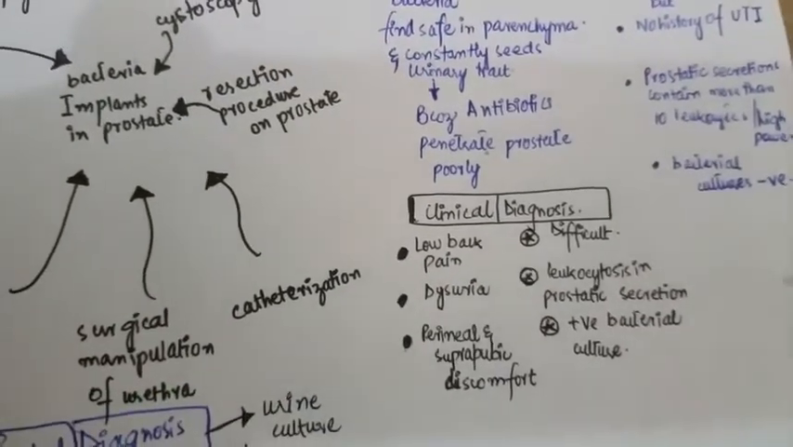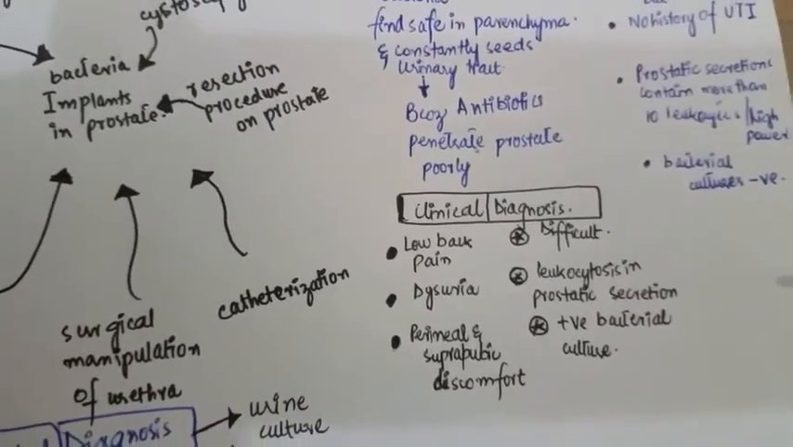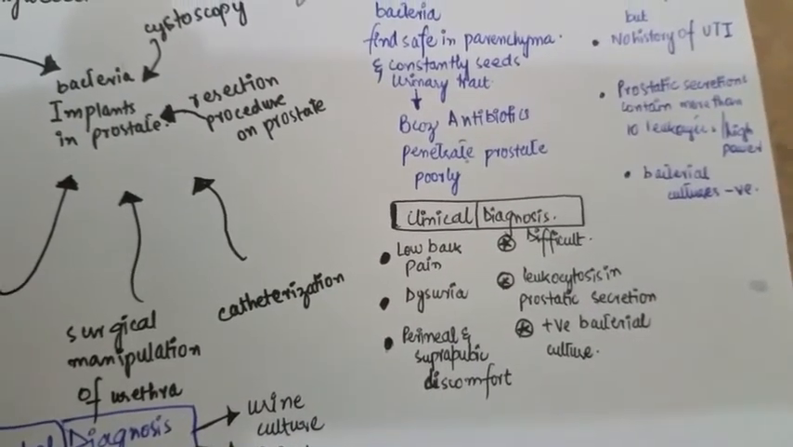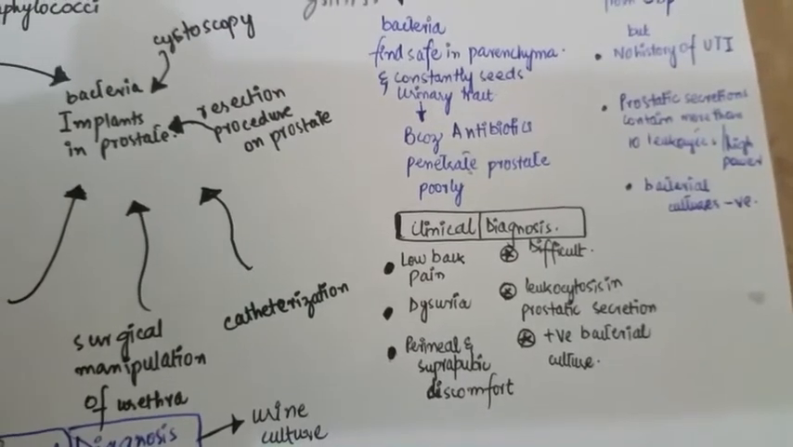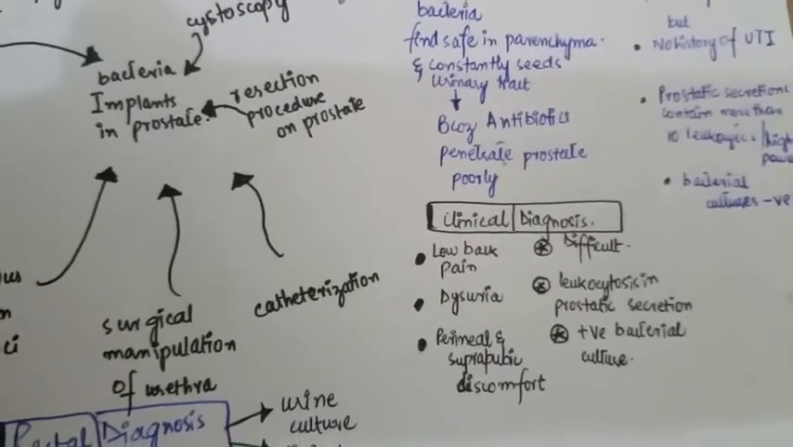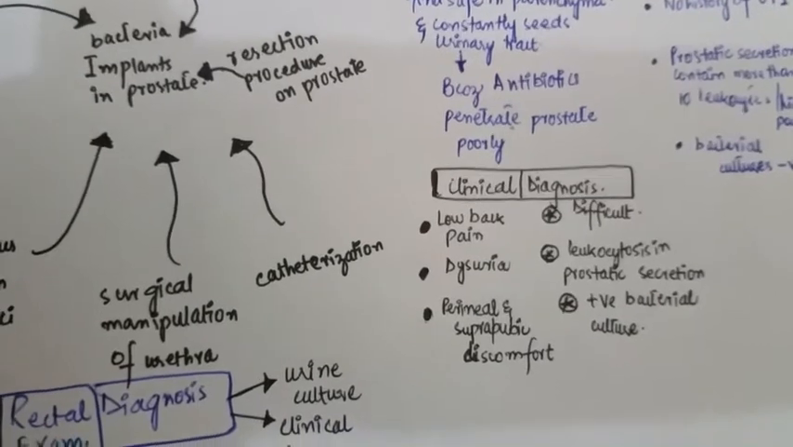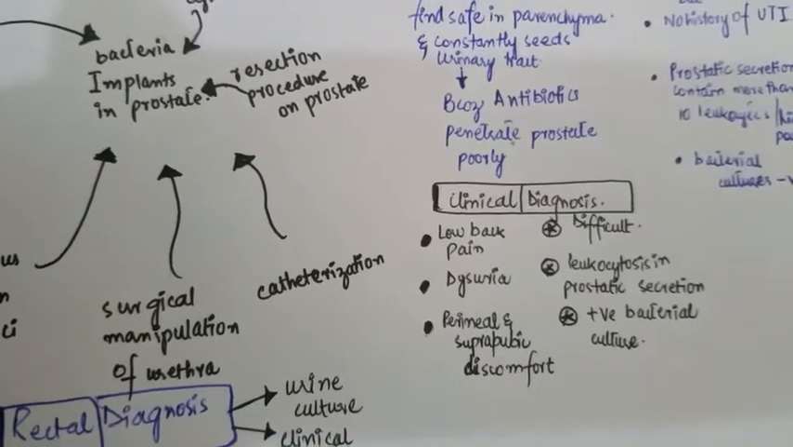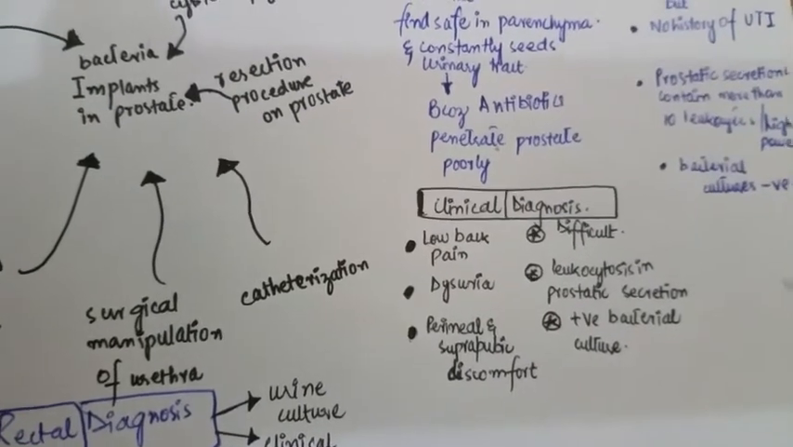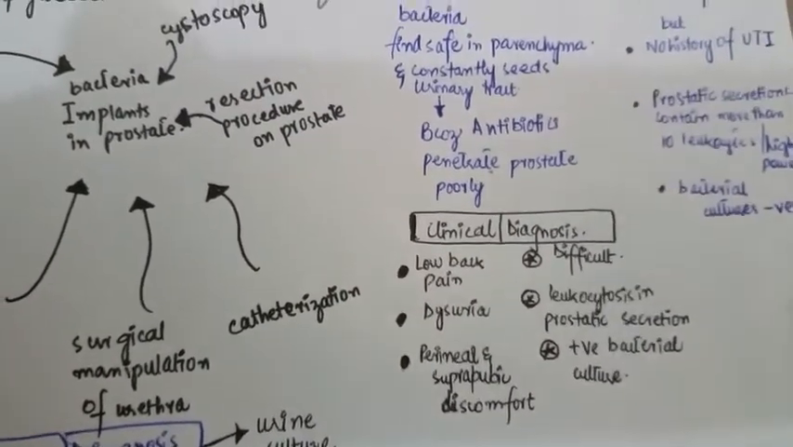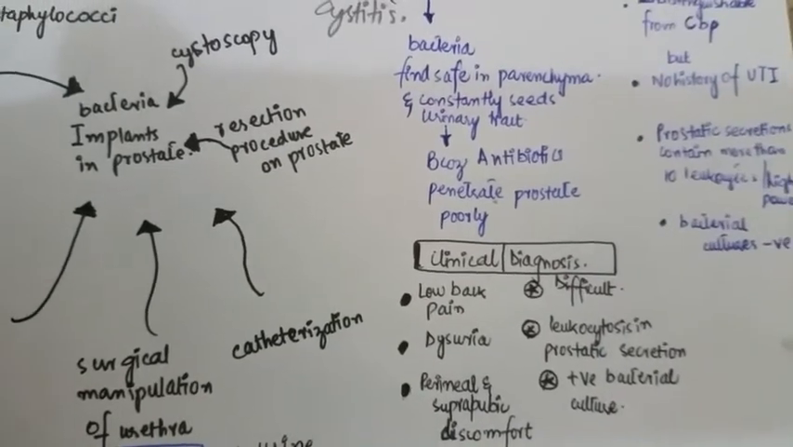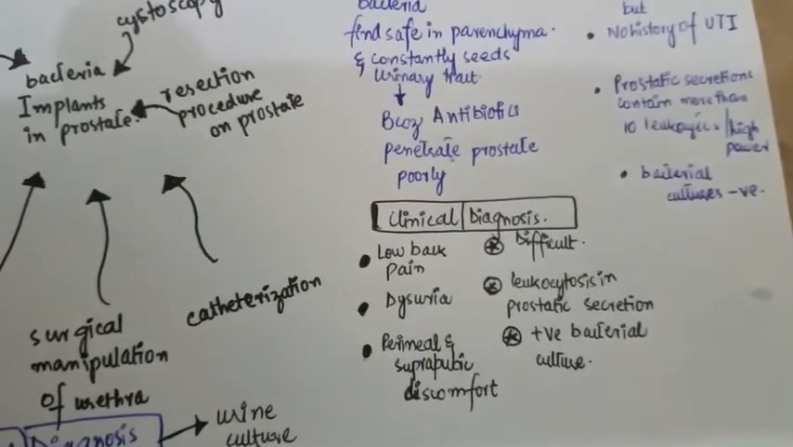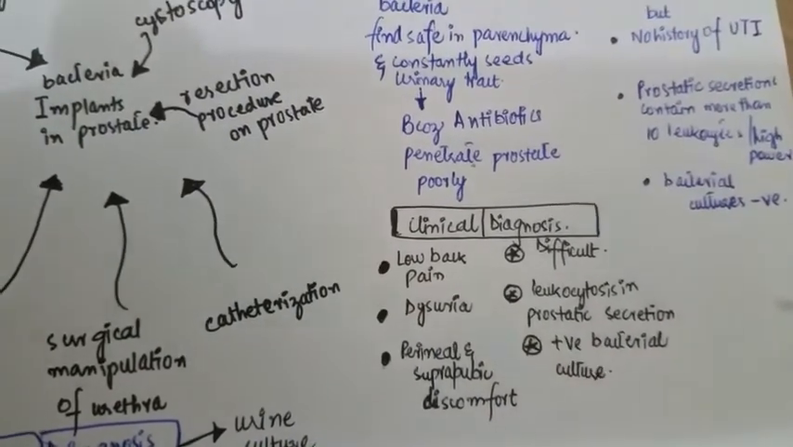What are the clinical features? Low back pain, dysuria, perineal and suprapubic discomfort, and the diagnosis is basically difficult in chronic bacterial prostatitis. Leukocytosis is seen in the prostatic secretion, and these are positive for bacterial culture because it's the chronic form of acute bacterial prostatitis. Everything is the same; the difference between acute bacterial prostatitis and chronic bacterial prostatitis is the time.